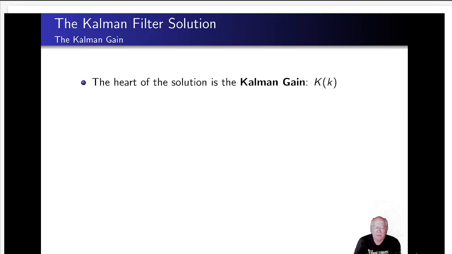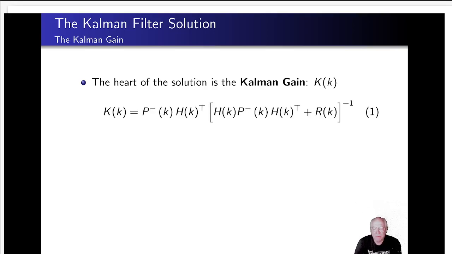The heart of the solution for the Kalman filter is the Kalman gain. Here's the expression for the Kalman gain. It's a little intimidating at first, but you'll see it consists of components that we're already familiar with. We have P on the left side with H transpose mapping it, so to speak, into the space of measurements. And then we have this expression in brackets, which is an inverse, so think of it as a denominator. And it has HPH transpose plus R.